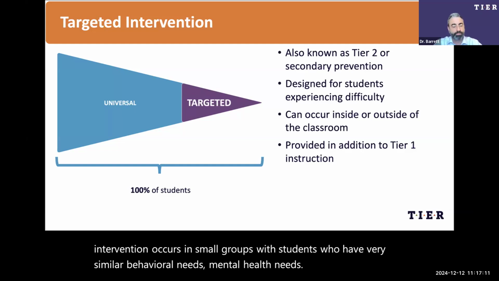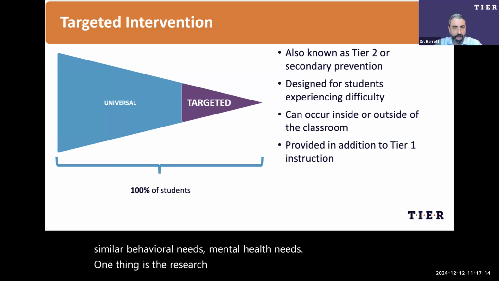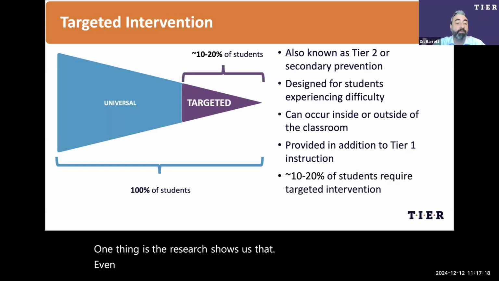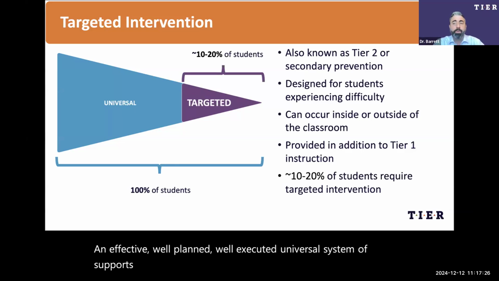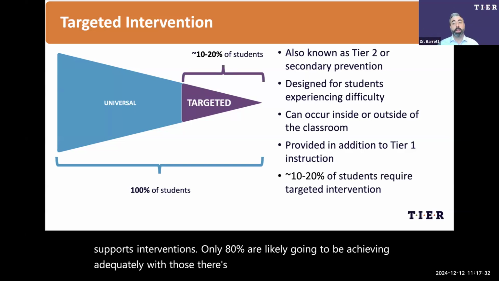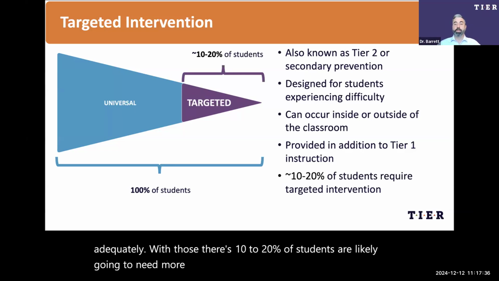One thing is the research shows us that even with an effective, well-planned, well-executed universal system of supports, interventions, only 80% are likely going to be achieving adequately with those. There's 10 to 20% of students who are likely going to need more, and that's where the targeted comes in.